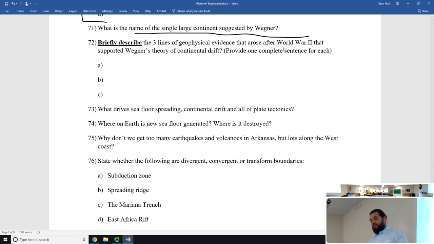3 lines of geophysical evidence that arose after World War II supported continental drift. That was echo sounding, magnetic anomalies, so research into magnetic anomalies, and the last thing is radiometric dating, age dating of the seafloor.